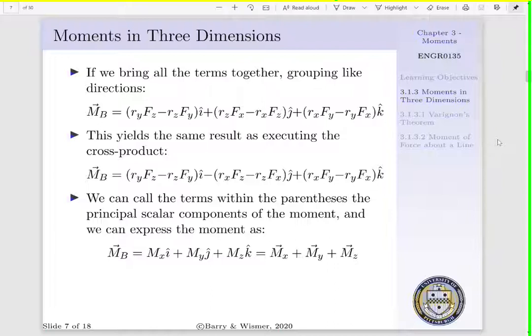Now what's nice about this formulation is we can call the terms within the parentheses the principal scalar components of our moment. For instance, r sub y, f sub z, minus r sub z, f sub y, this could be denoted as m sub x, the scalar component of our moment in the x direction. Thus we can express our moment about B in terms of our scalar components, multiplied by our unit vectors to indicate direction. That is, we'd have m sub x i hat, plus m sub y j hat, plus m sub z k hat.